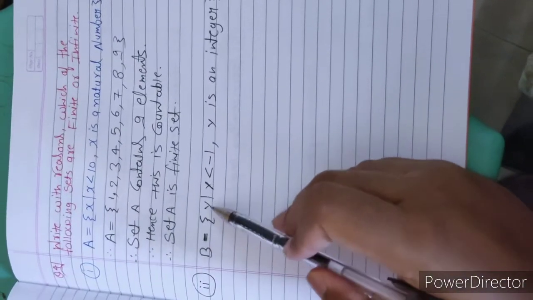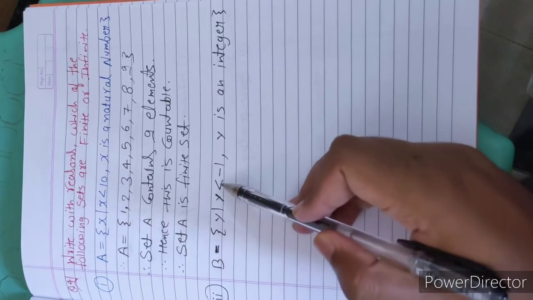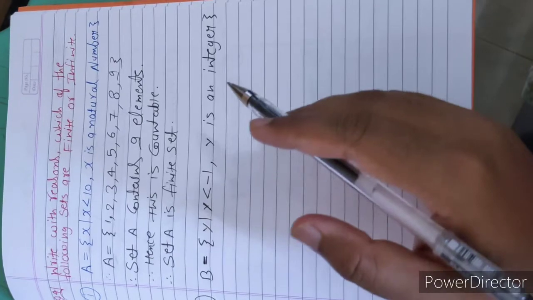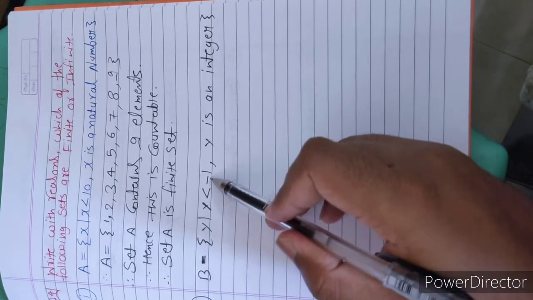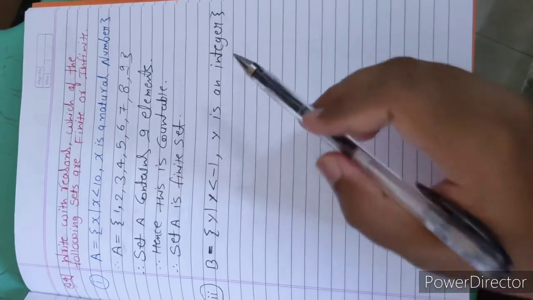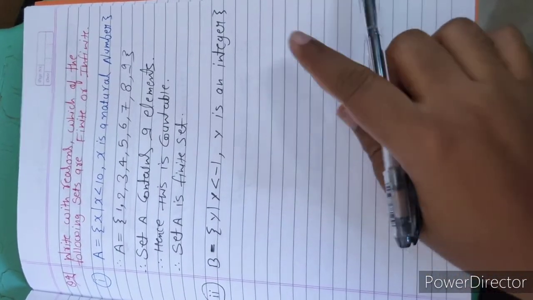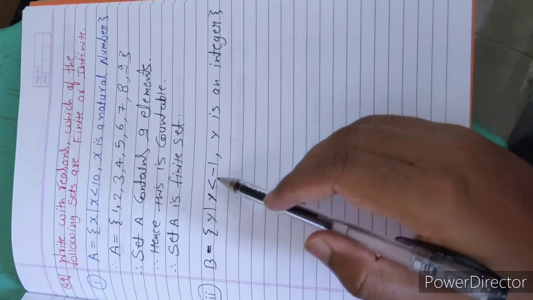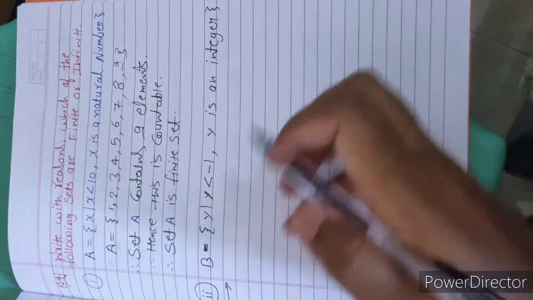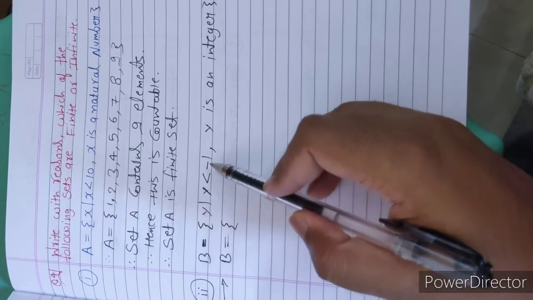What is given here? B is a set of y such that y is less than -1. So here the given set contains the elements which are less than -1, and we have been given the condition that y is an integer. Okay, we know what an integer is. Integers are positive numbers, negative numbers, as well as 0. So here we have to deal with negative numbers. So firstly we have to convert it into roster form. B is equal to, here we have been given y is less than -1.